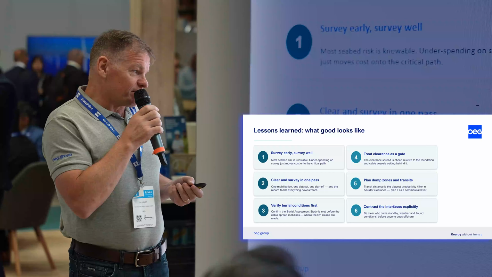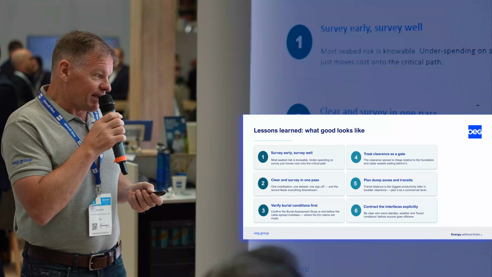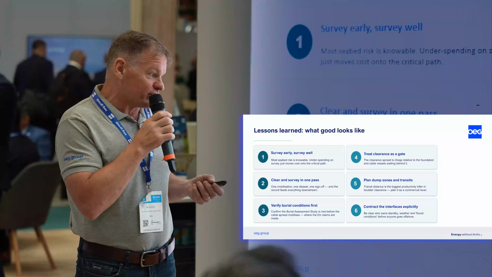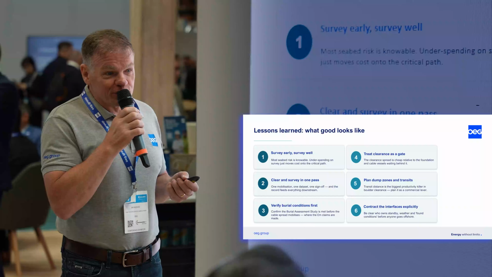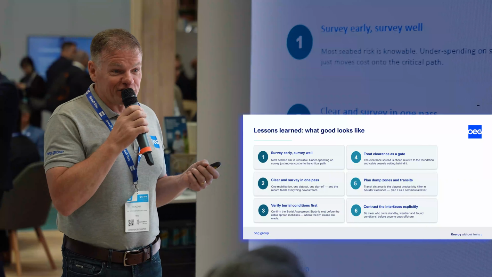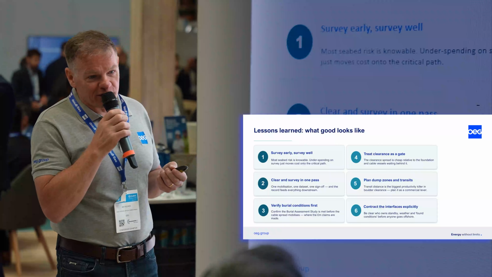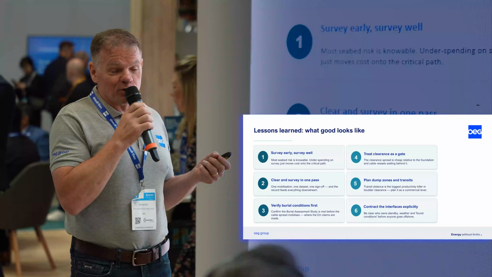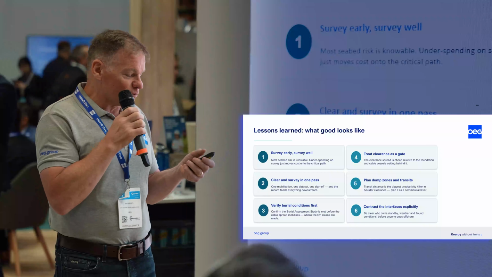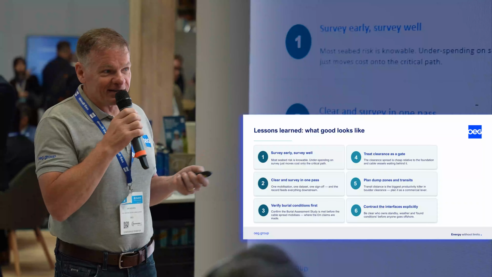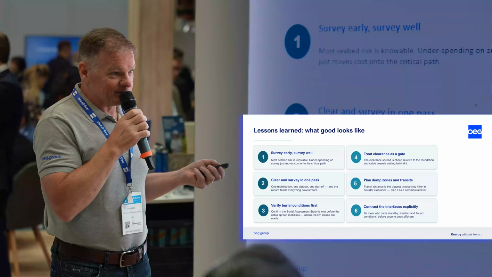Contract the interface explicitly. Be clear who owns the standby, weather and foundation and ground conditions before anyone gets offshore. Historically, we've arrived offshore, confusion, they thought it's in the contract, we've clearly shown them it's not in the contract, then there's an argument, and then we're back to stage one where we're going, who's responsible for that? Time, cost, money, everything else, we move forward. It always gets to the end, someone's got to pay for it somewhere along the line.